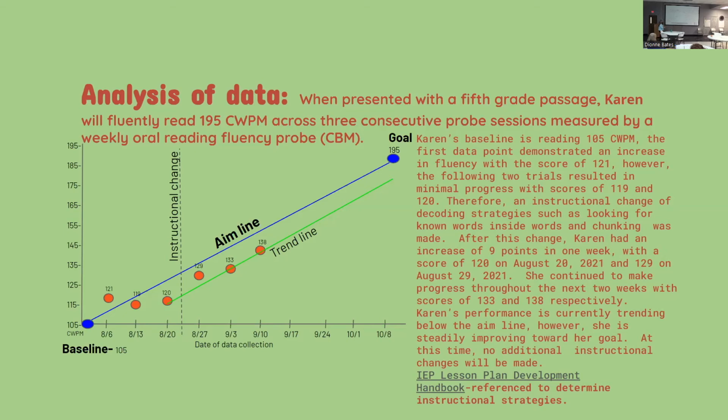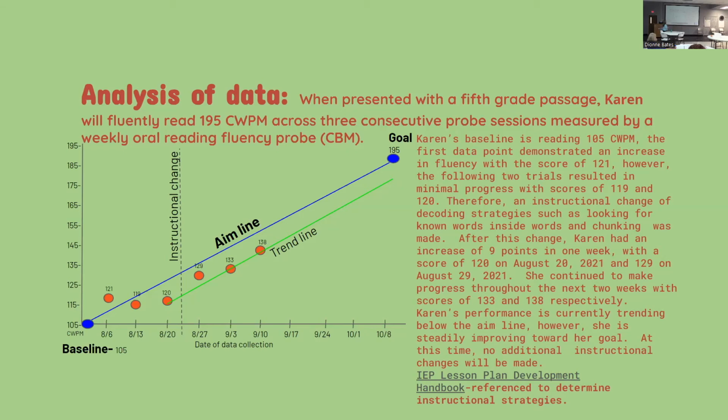All right. Now, we talk about how Karen had a change with an increase of 9 points. So they computed the number of points that she raised because we're saying correct words per minute, right? So we know that just as soon as we gave her that new strategy, she increased by 9 words correct per minute. Okay. So she made it to 120. Then she went to 129 on August the 29th. So that's telling us within a couple weeks, she went up another 9 points. She started from 120, went up 9 points. So just like you all said, she continued to make progress through the next 2 weeks. So she went from 133 to 138 respectively.